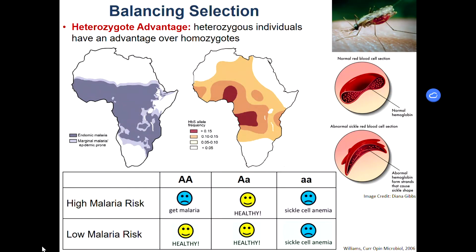If we're in low risk malaria areas, it doesn't matter if you're homozygous dominant or heterozygous, you are going to be a healthy individual. Anytime that you have two recessive sickle cell alleles, you are going to be sick. So that's not a good allele combination to have. But because having this sickle cell allele, just one of them, makes you more likely to survive in areas where there's malaria, that recessive allele stays in the population. So even though it's a bad, deleterious genotype to have the two sickle cell alleles, having only one of those alleles gives you that heterozygote advantage in areas where there's malaria, because you're less likely to get malaria and die.